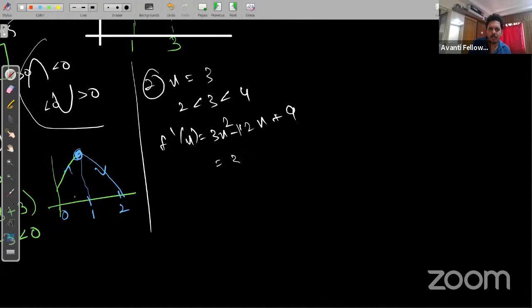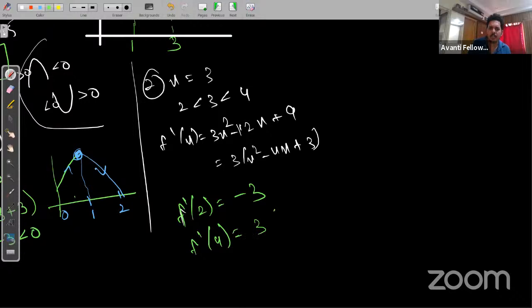So it is nothing but 3 into x square minus 4x plus 3. Now f dash of 2 we have to find. We have already found it, it is minus 3. Now f dash of 4 is how much? 3 into 16 minus 16 plus 3. I am getting 9 here. Is it correct? Okay. So f dash of 2 is less than 0, and f dash of 4 is greater than 0.